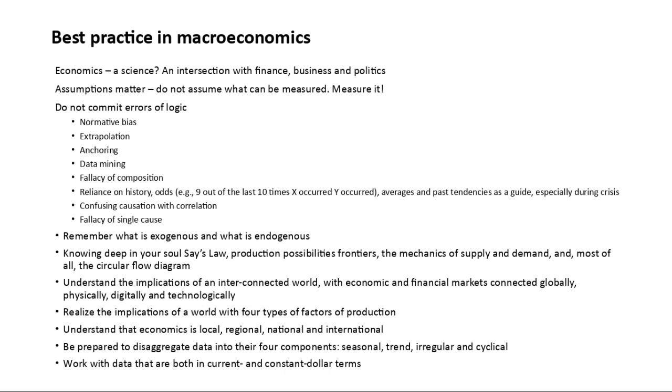We also don't want to commit errors of logic. One word that I don't ever want to use is the word "should," which is a normative bias. You know, if this happens and this happens and this happens, the economy should do this. Well, shoulds don't happen, because the way history evolves over time is exactly that: it's an evolution. It is not a repeat of the past. So we don't ever want to use the word "should" and have a normative bias.